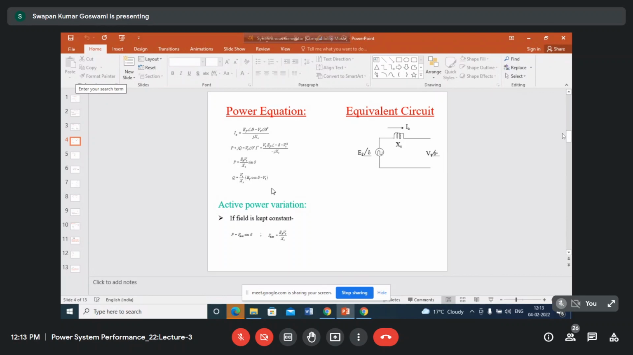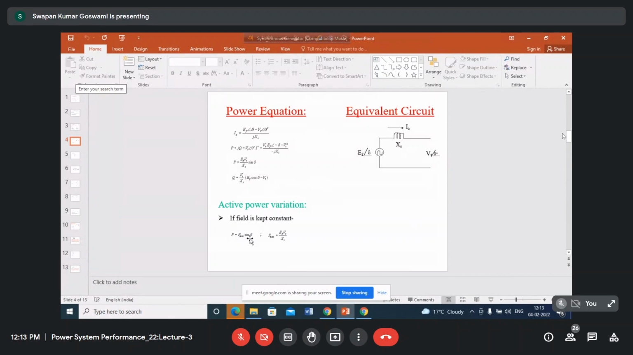Now, how to control the active and reactive power, that we were discussing in our last class. If the field is kept constant, assuming that the field current is not changed, then obviously, since the generator is rotating at synchronous speed, what will happen? Rate of change of flux linkage is constant, means EF is constant, and Vt is the infinite bus voltage, which is also constant. Xs is the synchronous reactance, also constant. So P is P maximum sine delta. That means for varying P, you have to vary delta.